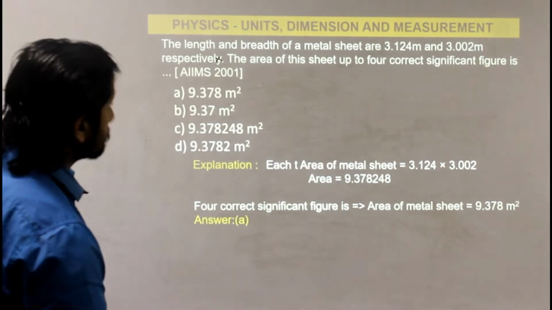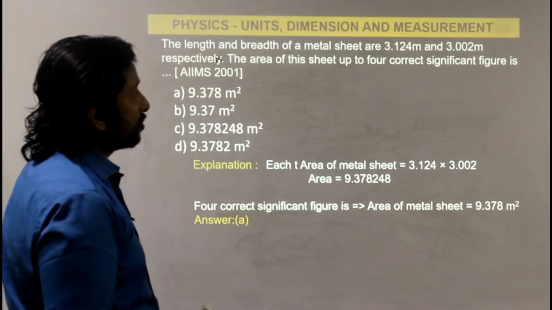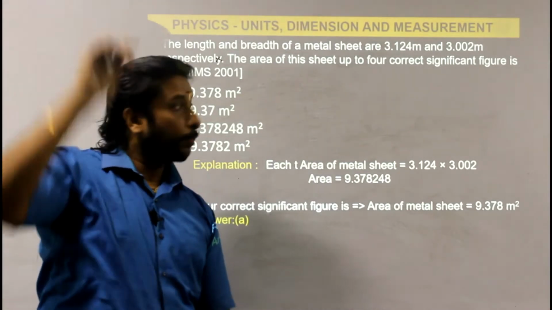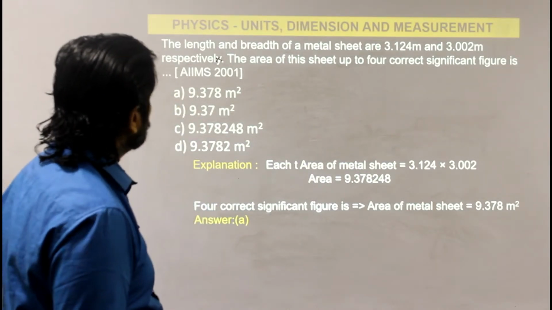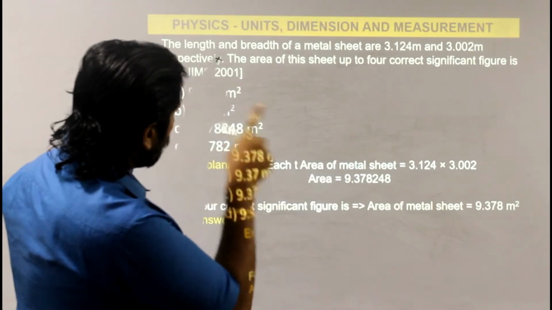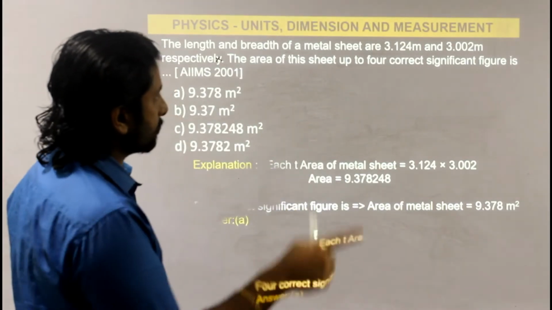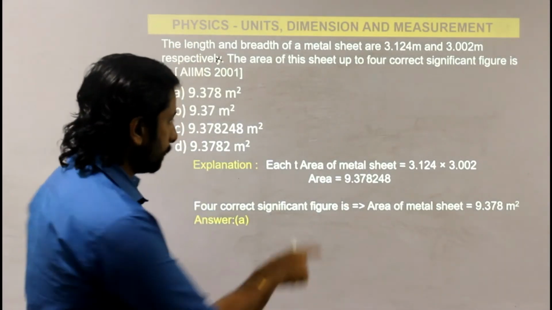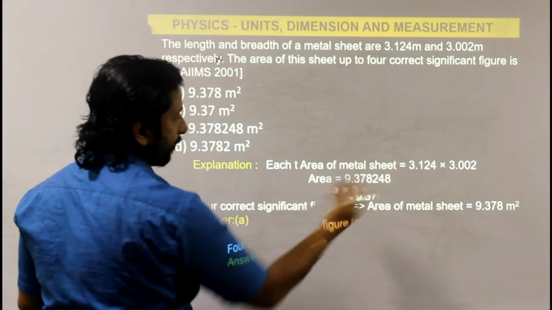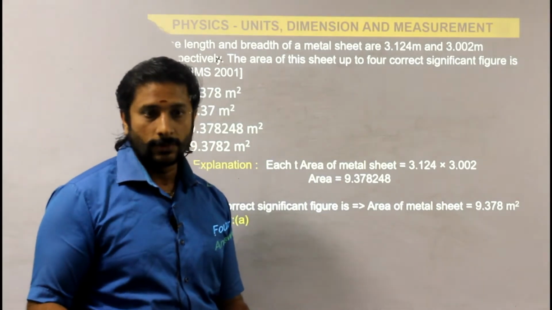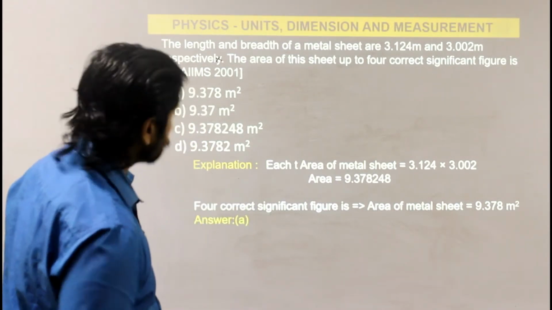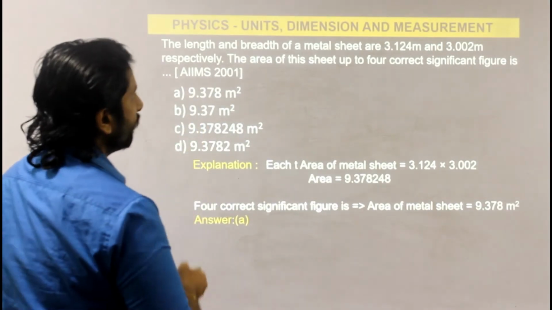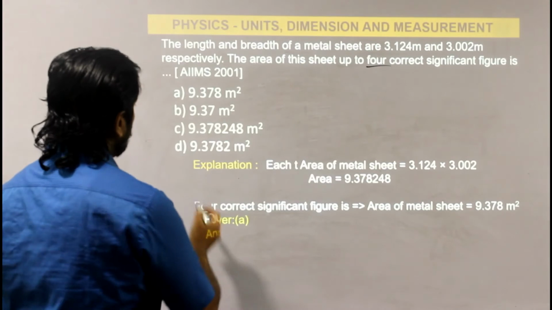The length and breadth of a metal sheet, the length is 3.124 and the breadth is 3.002 respectively. The area of the sheet up to 4 correct significant figures. What will you do? Immediately you will try to multiply like this: length into breadth, area is equal to, do not do it. The answers are 1, 2, 3, 4. They are asking 4 significant figures.